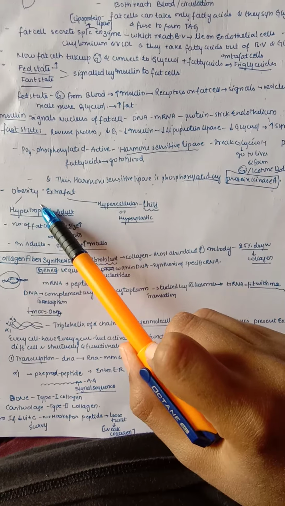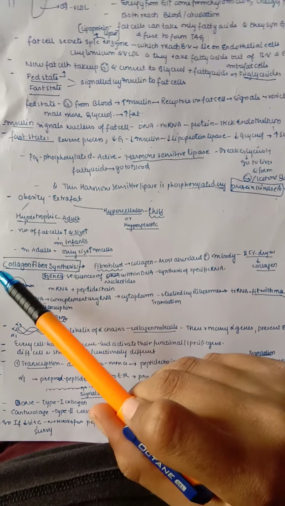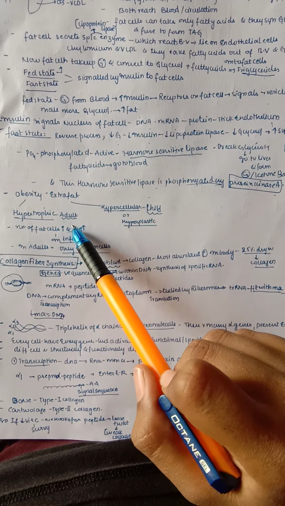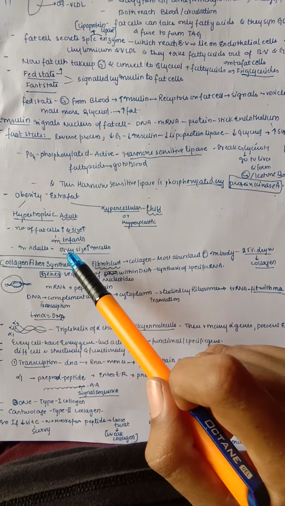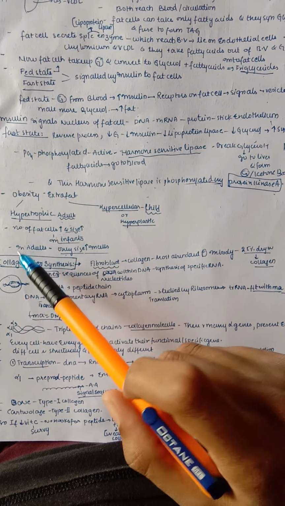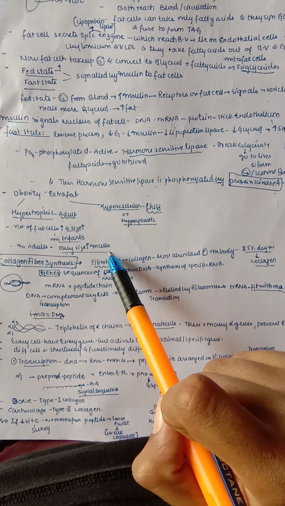Obesity: let us see the two types of obesity. It is mainly hypertrophic and hypercellular. Hypercellular obesity is mainly seen in infants, because the number of fat cells is high and the size of the fat cells also increases. But in adults, if we see, only the size is increased in the cells.